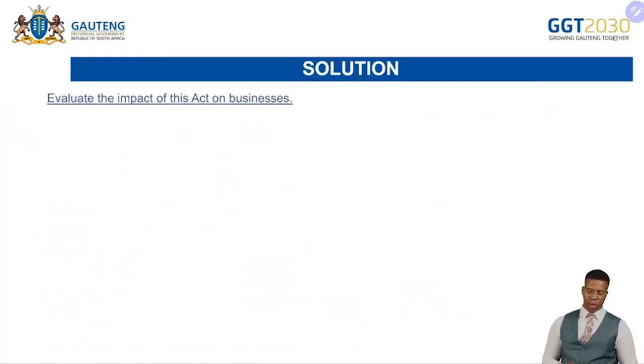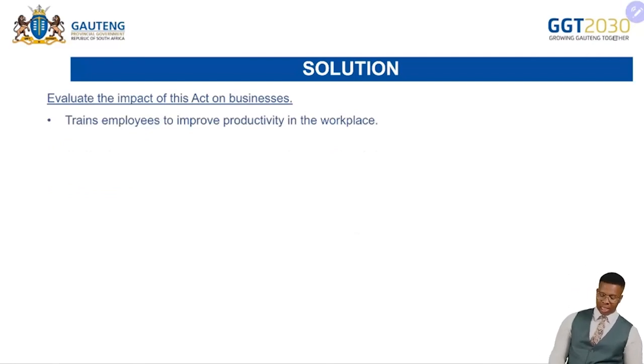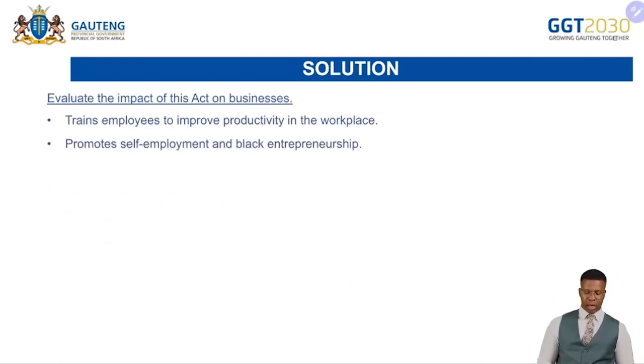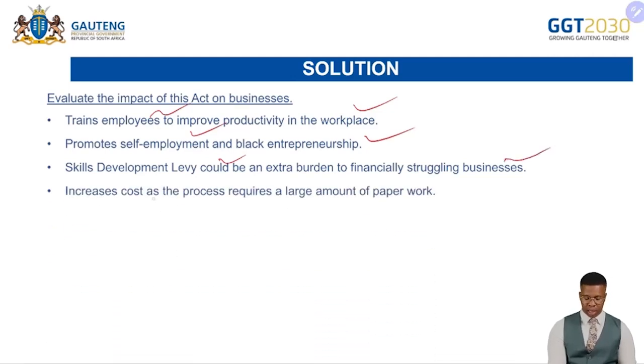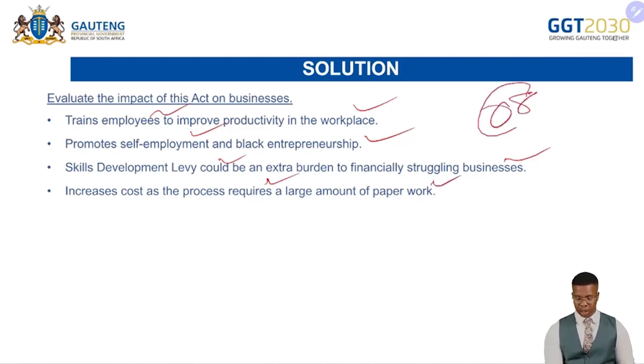Then another one, evaluating the impact. Now, training employees to improve productivity in the workplace and promote self-employment and black entrepreneurship. So training employees is 1, promoting self-employment and black entrepreneurship. And then the skills development levy could be an extra burden to a financially struggling business, and it increases the cost as the process requires a lot of paperwork. And then you get 8 marks for that.